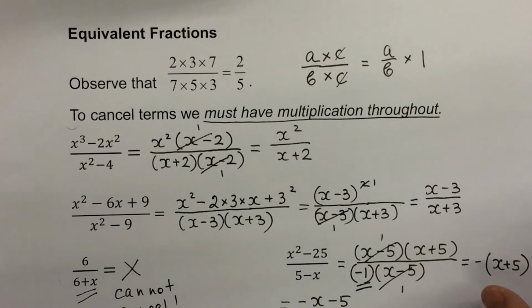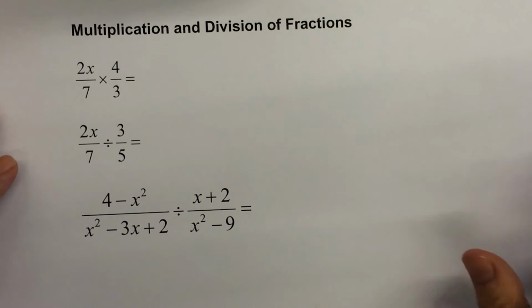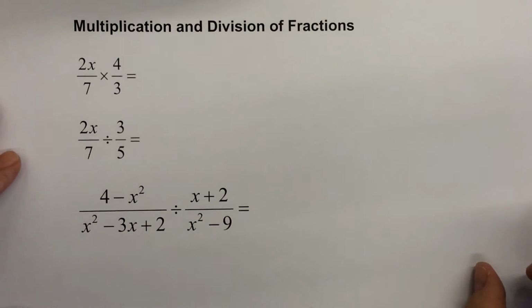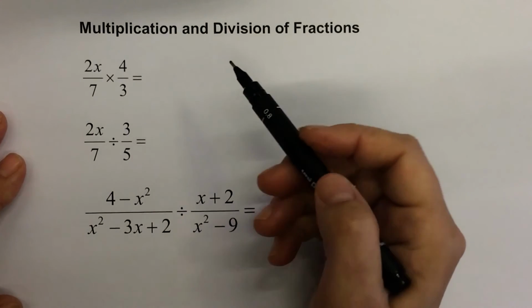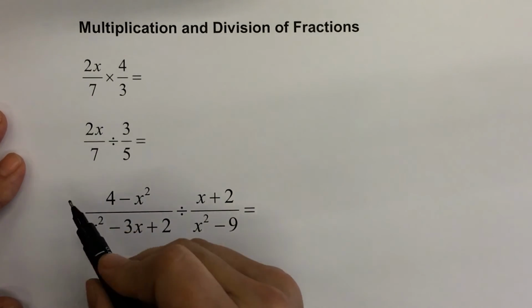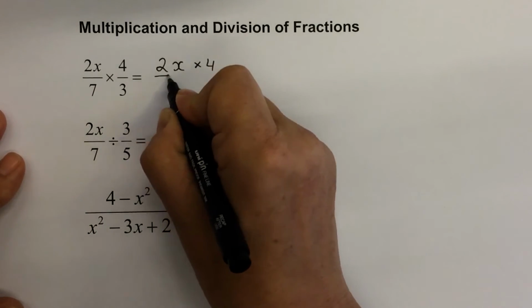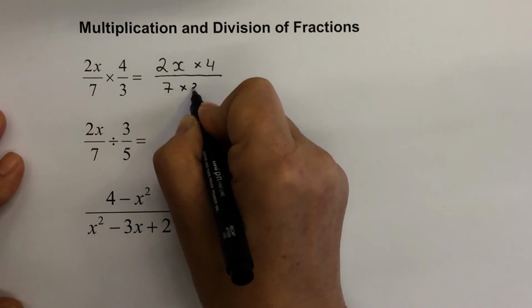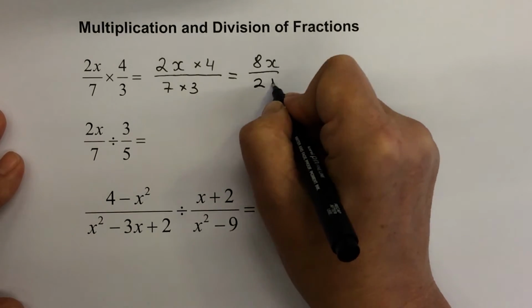More examples on basically equivalent fractions and how we use them when we multiply and divide fractions. Okay, basically when we multiply fractions like here, what do we do? We multiply numerators and we multiply denominators. So that would be simply 2x times 4, 7 times 3, and that is 8x over 21.